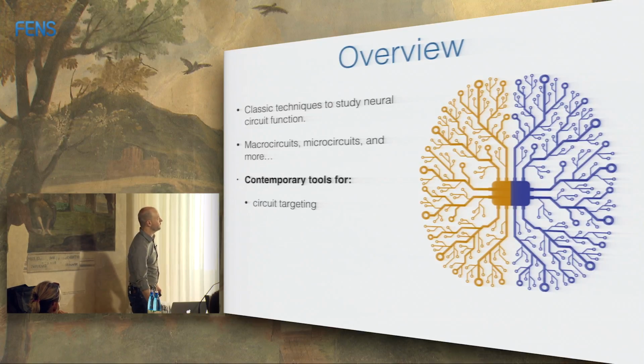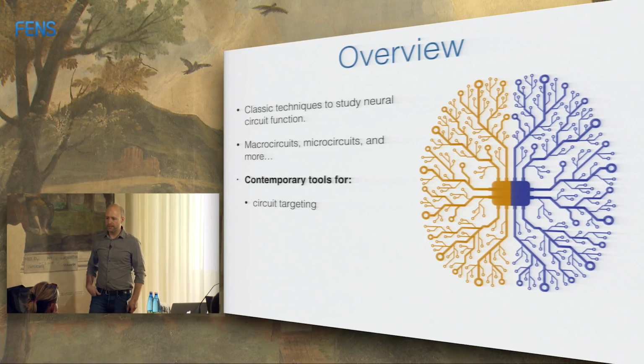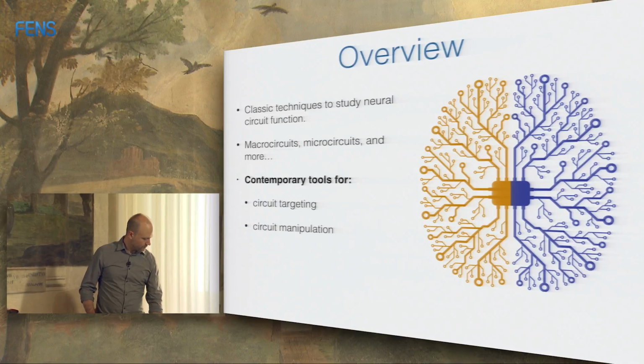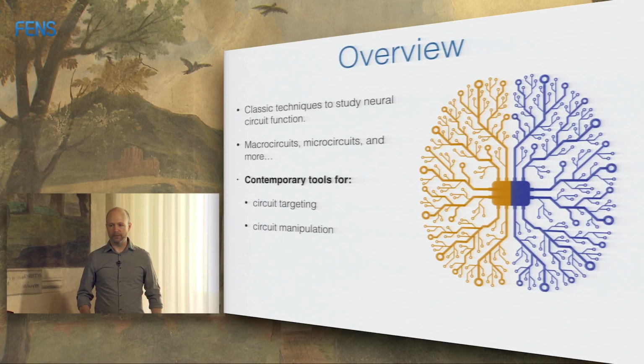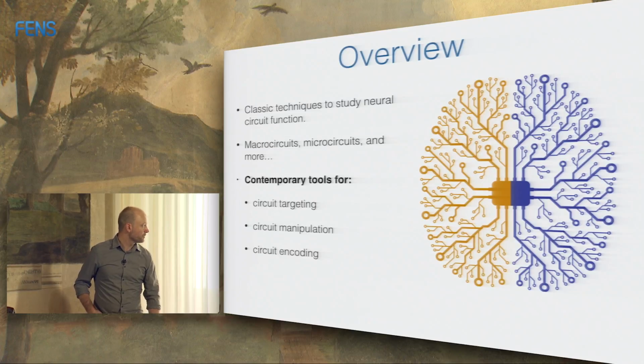So we're going to talk about different approaches for how we go about targeting different subsets of neurons within a neural circuit. We'll talk about ways to manipulate neural circuits, so basically turning on and off different connections or cell types within the intact brain, and how we can use these approaches to study either physiological changes within the system or behavioral changes, in particular those relevant to addiction.